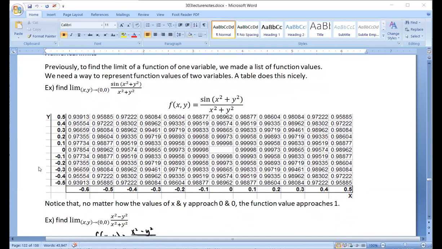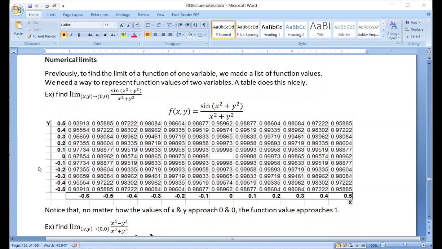Now let's do another example. Let's find the limit as (x, y) goes to (0, 0) of (x squared minus y squared) over (x squared plus y squared). Again, the first thing you should always do with a limit is plug it in and see what happens. Plugging it in, we just get 0 over 0, which of course continues to be an undefined form.